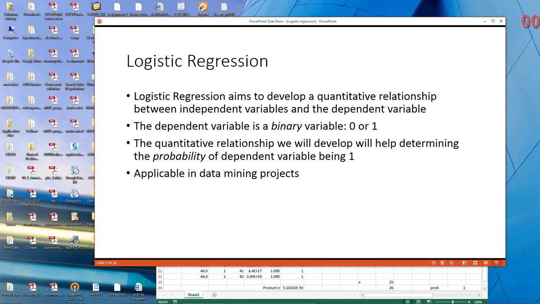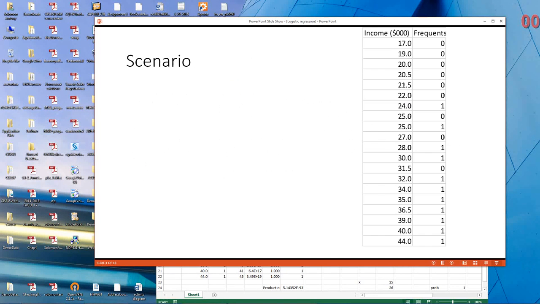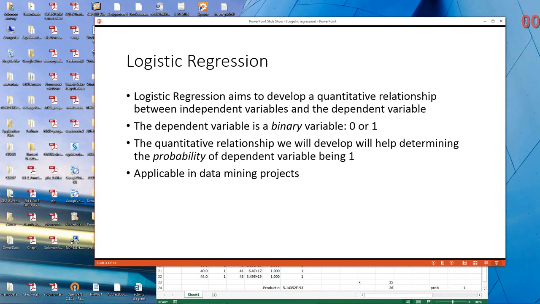Logistic regression is similar to regression, but the idea here is we want to develop a relationship between independent variables and the dependent variable. But the dependent variable is a binary variable. In a traditional regression, the dependent variable would be a continuous variable, whereas in logistic regression, the dependent variable is a binary variable, 0 or 1, as a value it can get. The quantitative relationship we will develop will help in determining the probability of the dependent variable being 1.